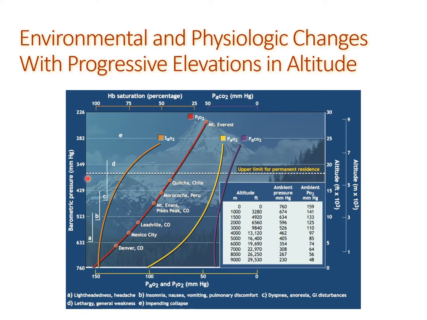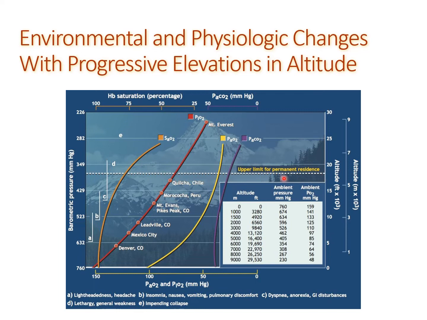Another thing you'll see on this graph in this table is this dotted line, and that's the upper limit for permanent residence. So that would be the highest altitude that you could live at that would be sustainable, that you could actually habituate to over time.